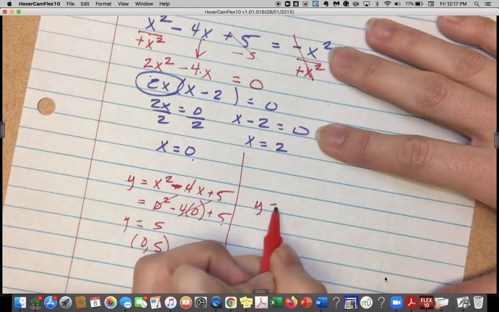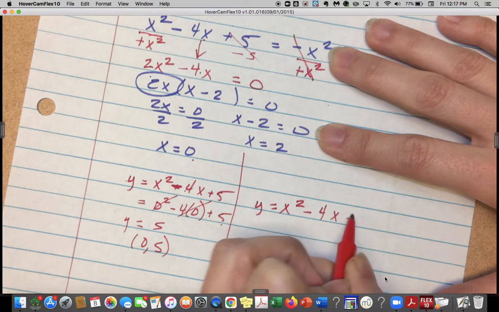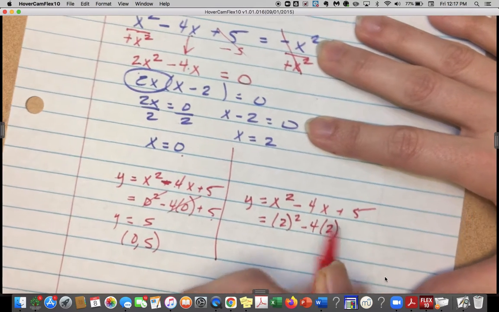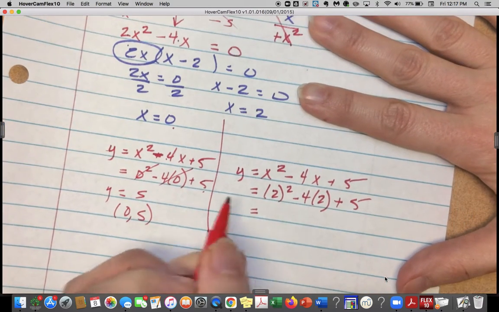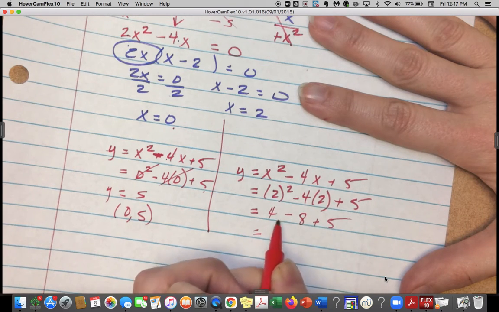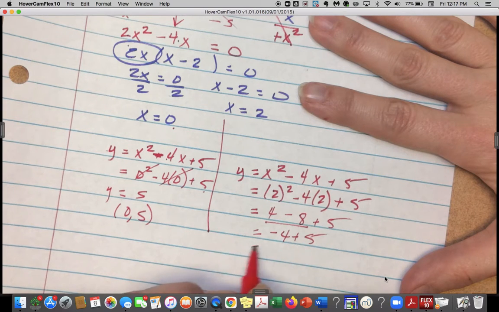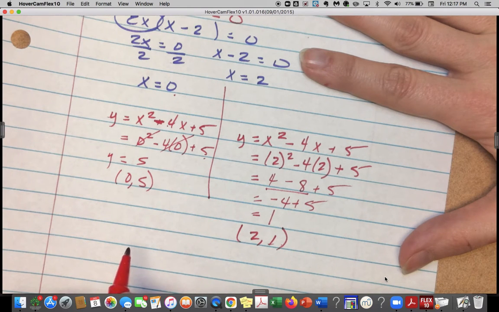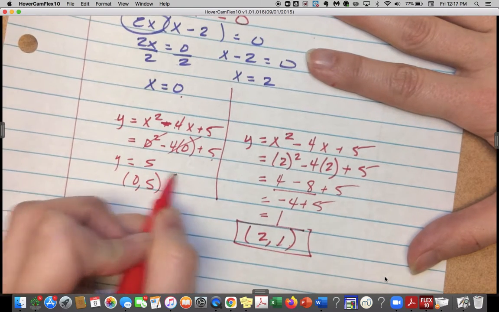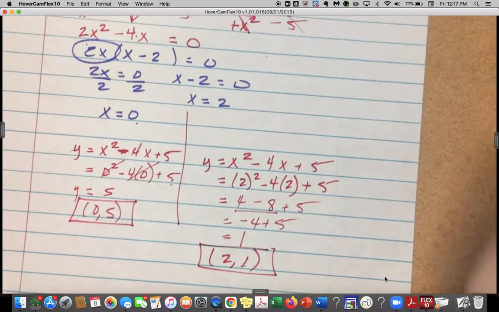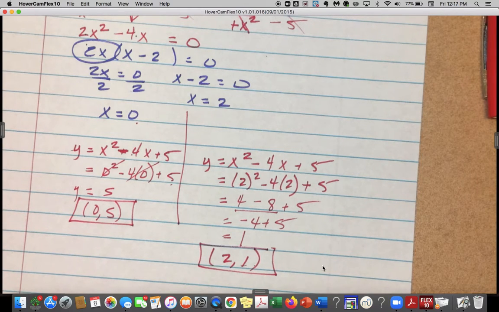If I did the 2, then that means I would put 2 here, and I would put 2 here. Then you have to work it out. So 2 squared is 4, 4 times 2 is 8, plus 5. So that right there is negative 4 plus 5 is 1. So I've got an x value of 2, and I ended up with a y value of 1. Okay, so that just kind of gives you an idea of the basic kinds of quadratic systems. We can do an upgraded version, and I'll show you that here in just a minute in the next video.